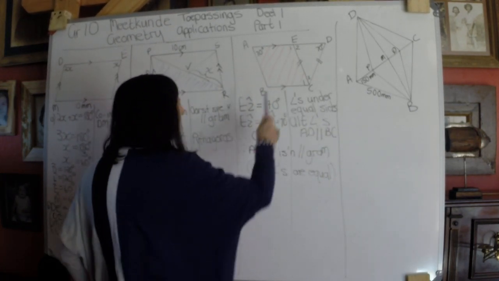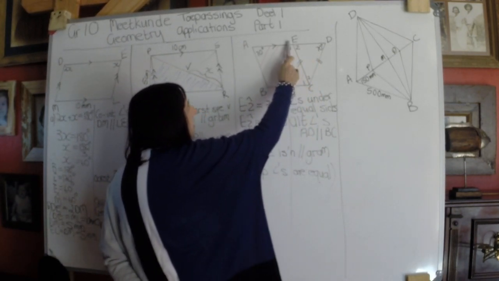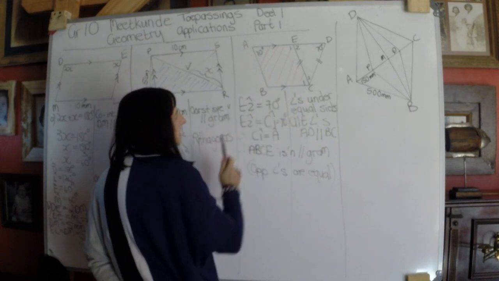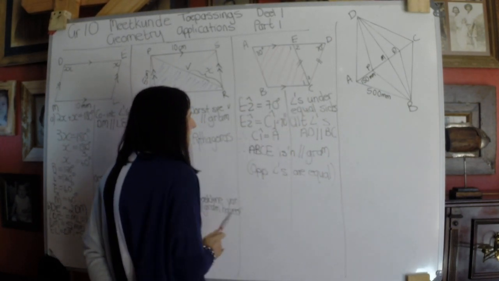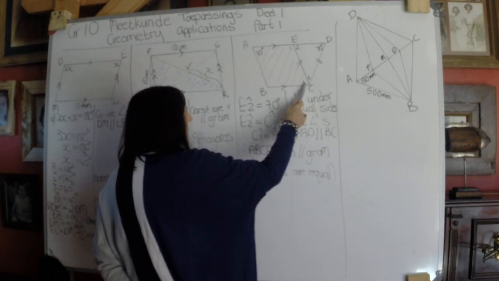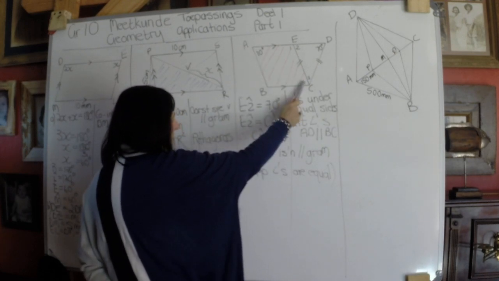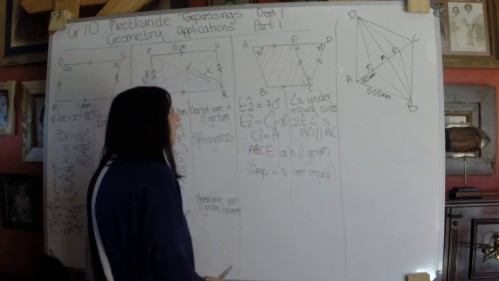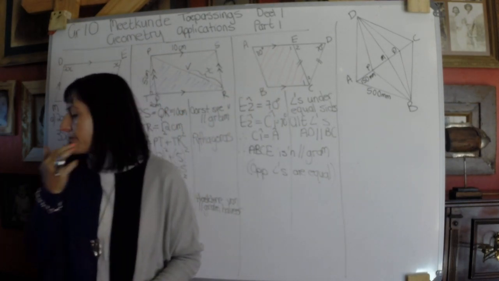So what I've done, E2 is 70 grade, hoeke onder gelyke sye. Dan is E2 ook gelyk aan C1, verwisselende hoeke, want AD is evenwydig aan BC. Daarom is C1 ook 70 en daarom is A gelyk aan C1. And because of this opposite angles that's equal, that must be a parallelogram. Baie maklik om te bewys.